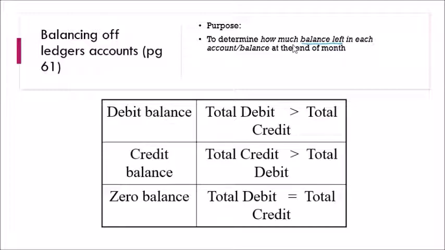So there are three types of balance. The first being debit balance, which is when the debit is bigger than the total credit. The second one being credit balance, which is when the credit is bigger than the total debit. Last one is zero balance, being that both of the balance of the right and left, debit and credit, are the same. Okay.